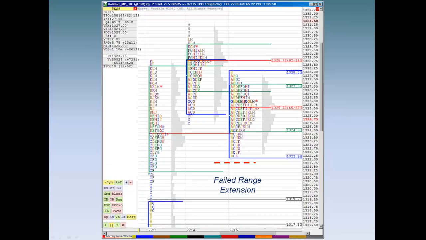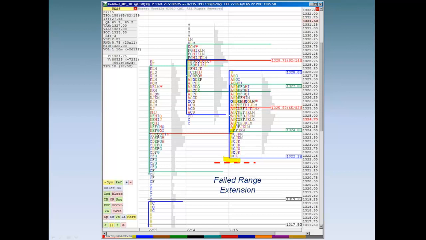Let's take a look at a failed range extension here. And this failed range extension really was to the downside. We came down with column B, and then all of a sudden we got to this level. And what happens? We couldn't extend the range anymore beyond 13, 22, 25. What does that mean? Well, as a profile trader, I know that what happened here is prices dropped, and when they dropped to this level, a responsive buyer stepped in and started buying.